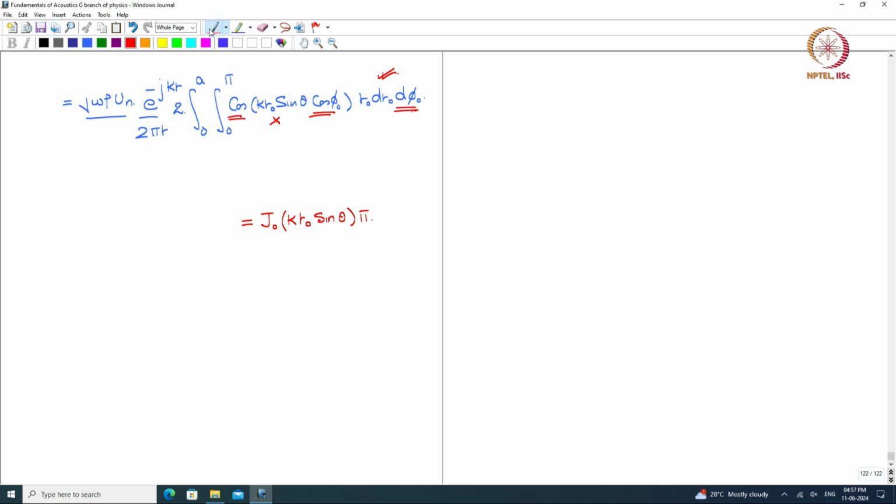So, now this term, let me write it first, is equal to j omega rho u n, e to the power of minus j k r by pi r, integral 0 to a into J 0 of k r 0 sin theta into pi, r 0 dr 0. So, this pi now can go. Okay. So, we have reached one stage.